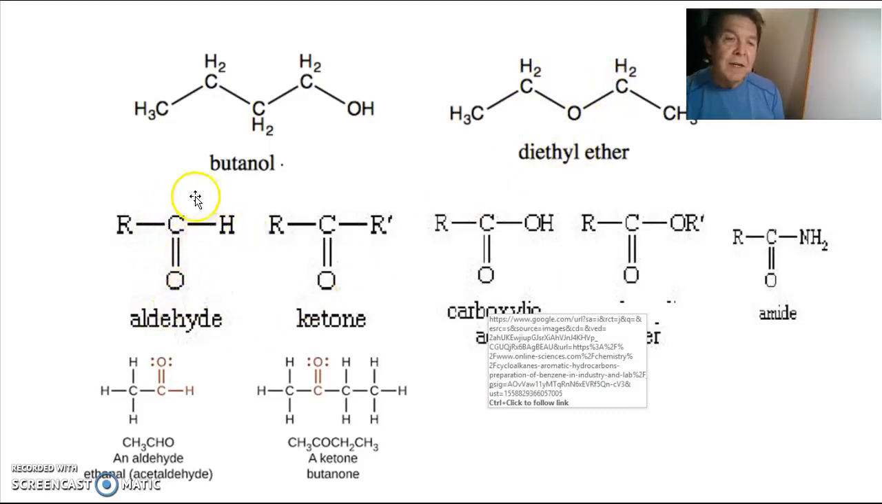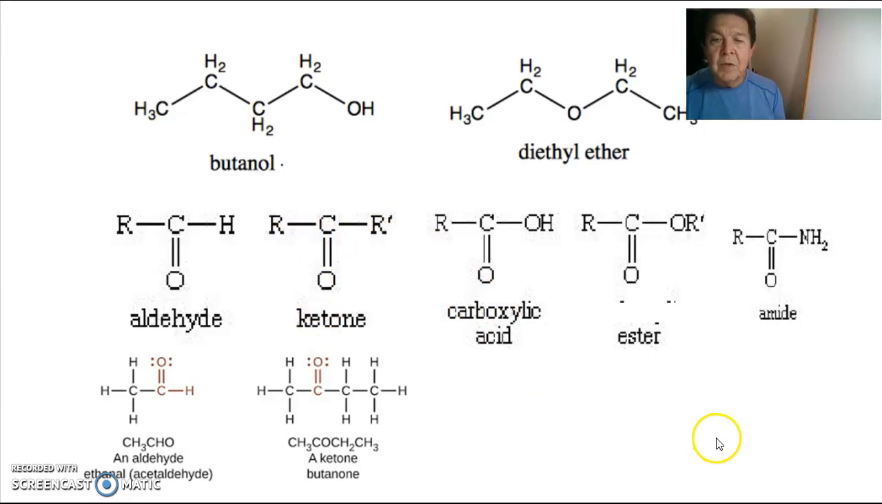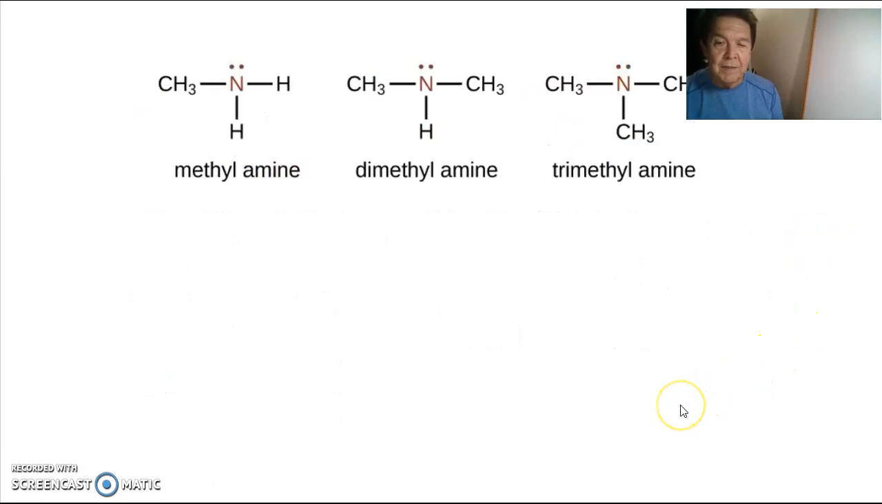Aldehydes contain the carbonyl group with a hydrogen on one side and a carbon on the other, and ketones have carbon on both sides of the carbonyl group. In the case of the carboxylic acid, we have the carboxylic group with the OH and the double bond with oxygen. If we change this hydrogen by a carbon group, we are in front of an ester, and if we change the OH by a nitrogen group, we are in front of an amide.